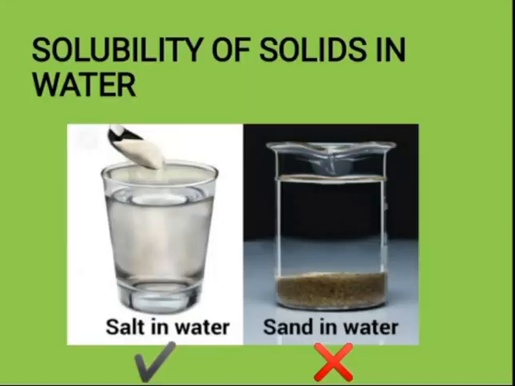Now children, solubility of solids in water. Children, here are the two pictures. We will see which of the substances will dissolve and which will not dissolve. So children, the first substance is salt in water and the second is sand in water. When we add salt in water, what will happen? It will completely get dissolved in water. Whereas when we add sand in water, it will remain as it is and it will get settled down at the bottom. So children, here you can see the particles of sand. It means it is insoluble in water, whereas salt is soluble in water.